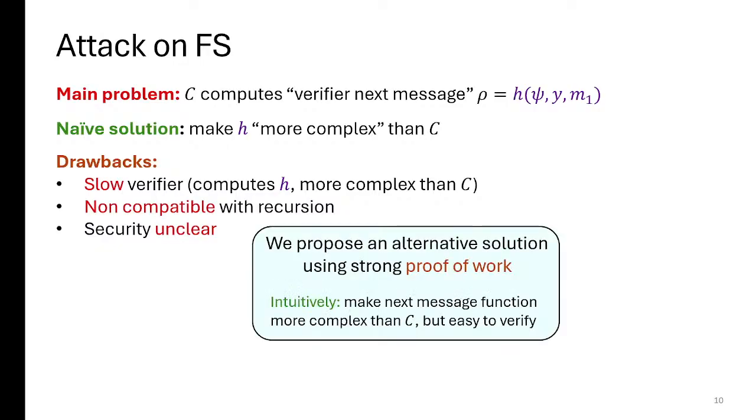So we propose an alternative solution, where the idea is still similar to the naive solution of making H more complex, but we use a proof of work to make the next message function more complex than the circuit, but easy to verify on the side of the verifier. So it's asymmetrical now. It's similar to this idea still, but asymmetrical. Also, we tried to prove something about security.